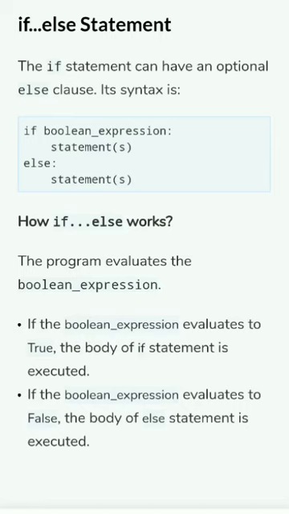Next coming up is the if-else statement. The if-else statement can have an optional else clause. Suppose you want to do this, but if not, you want to do that statement instead. For doing the statement that occurs after the if statement, we use an else block. So the program evaluates the boolean expression. If it evaluates to true, the body of the if statement is executed. But if it evaluates to false, then the body of the else statement is going to be executed.